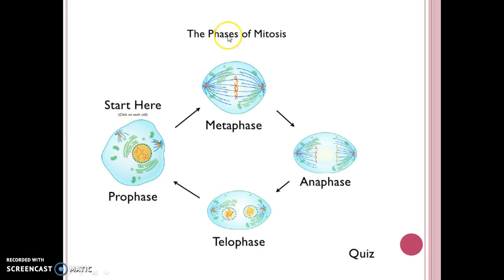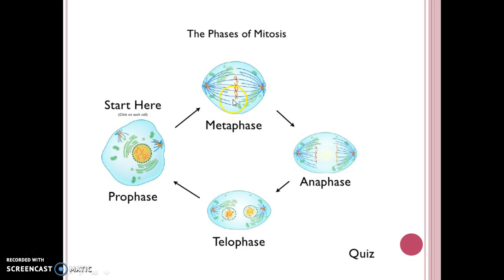These are the phases of mitosis. Prophase, you can see that the nuclear envelope is beginning to break down. Chromosomes are visible, so that means that the DNA has condensed and has coiled around those associated proteins. These centrioles are beginning to move to opposite ends of the cell.